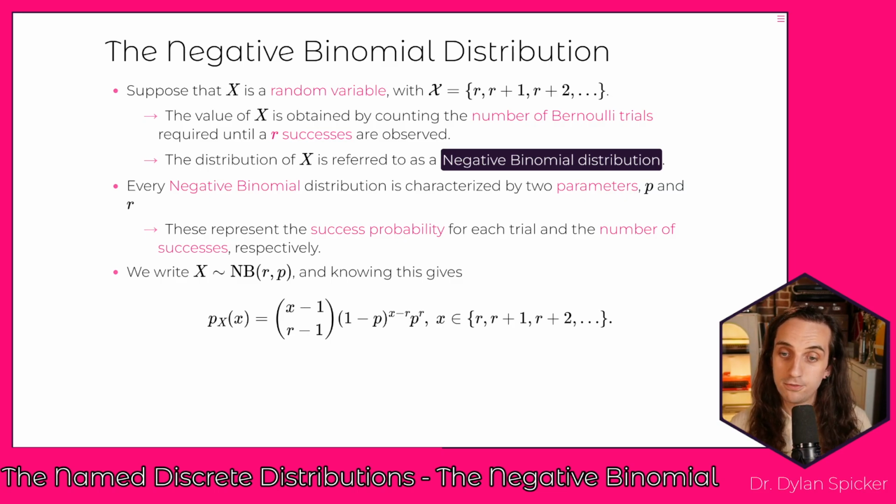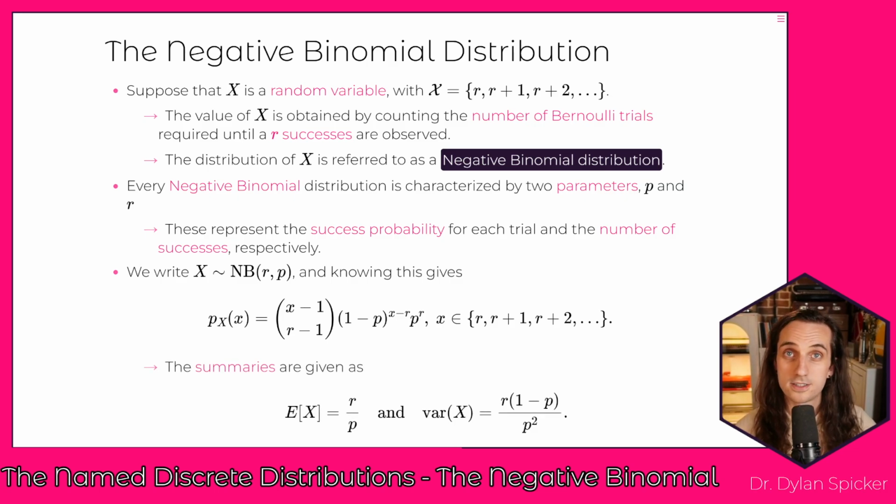If you have the PMF, then we can also think about what the summary statistics are. The expected value is given by r divided by p, and the variance is r times (1 minus p) divided by p squared. So again, all of that tracks: with r equaling 1, we get the geometric. When r is greater than 1, we have a negative binomial.